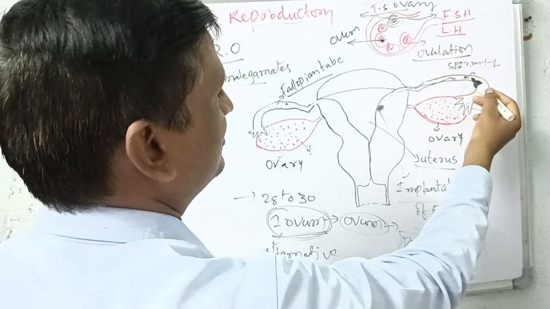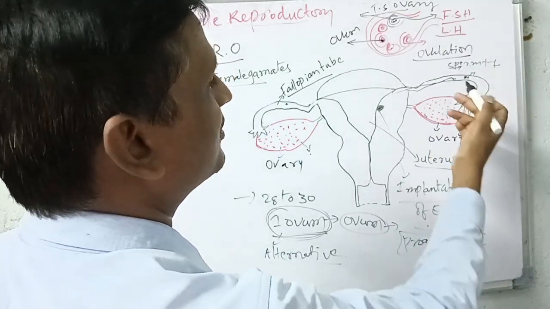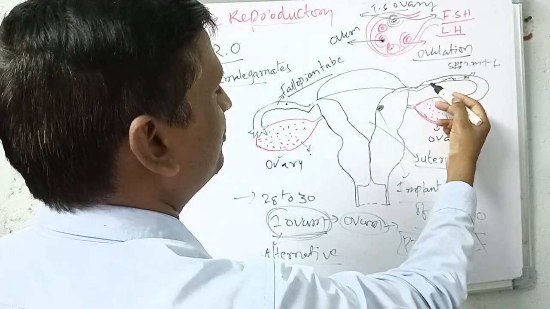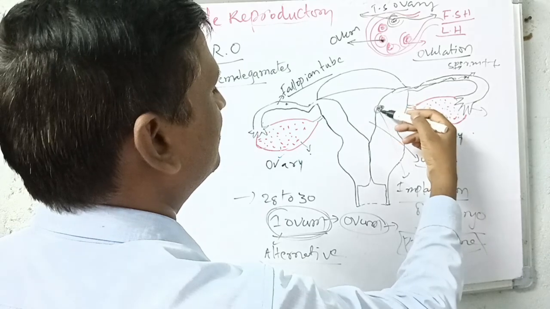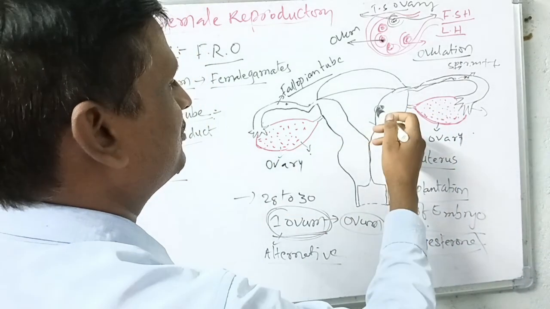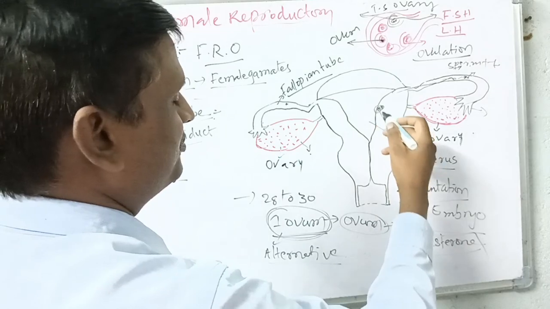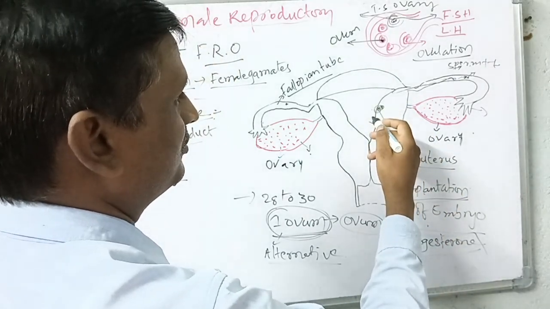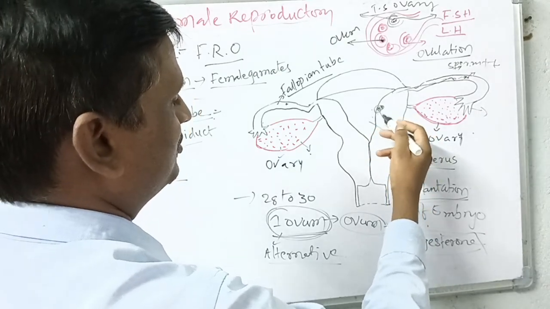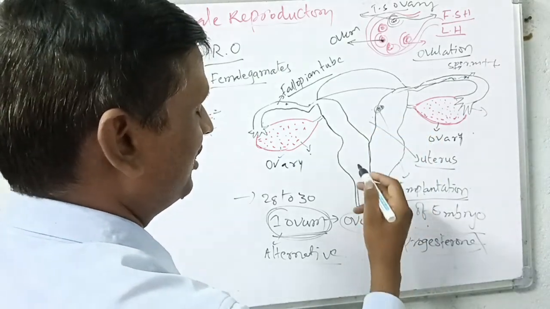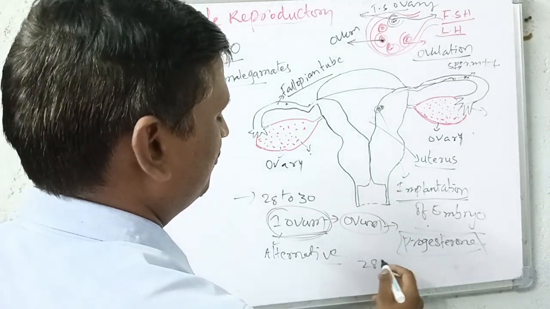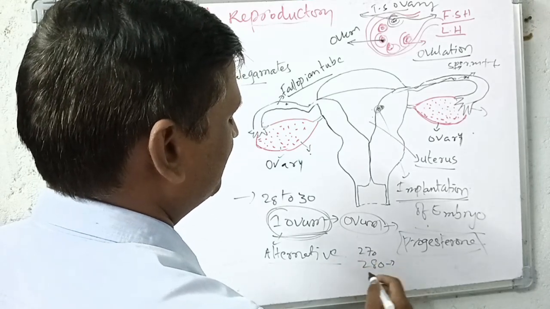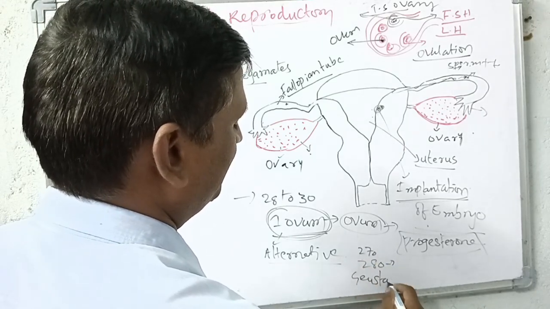As the embryo size increases, the fallopian tube size cannot increase. That's why the embryo will slowly move from the fallopian tube to the uterus, and it is attached to the walls of the uterus. So the embryo is fixed to the walls of the uterus, and such a process is called implantation of the embryo. In this process, the embryo will be converted into a fetus and then into a child within 272 to 280 days.